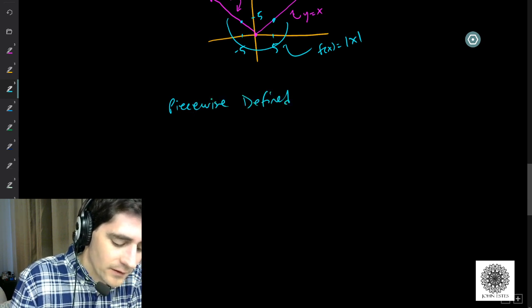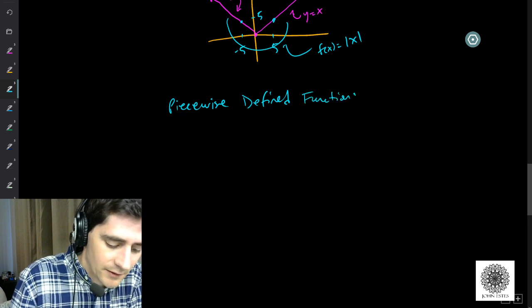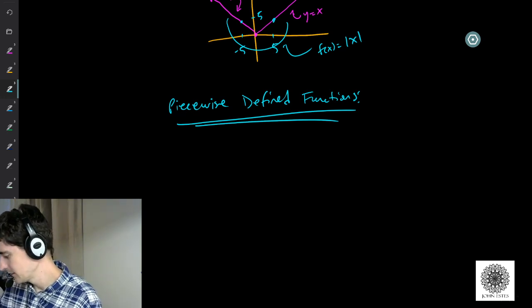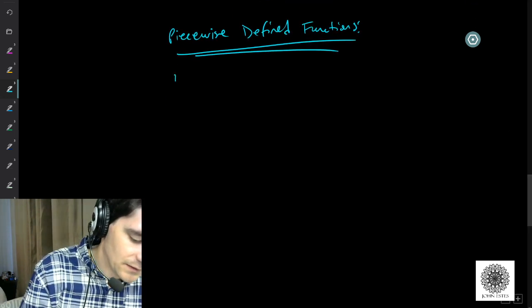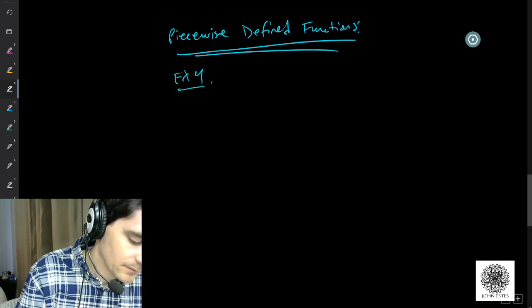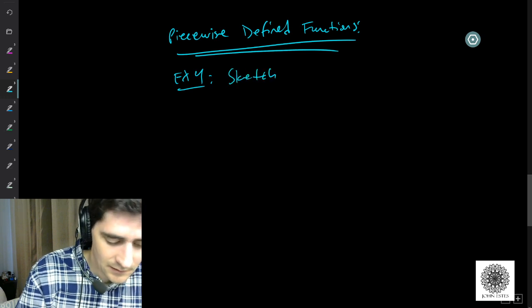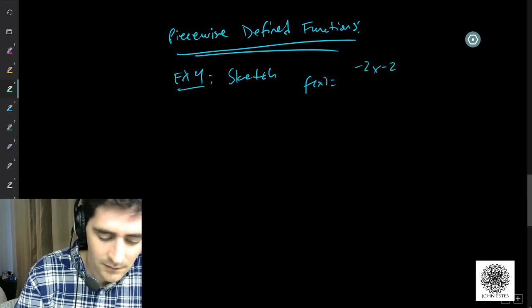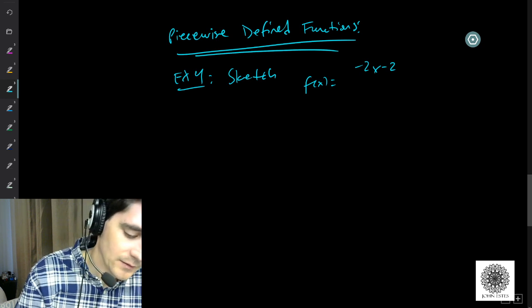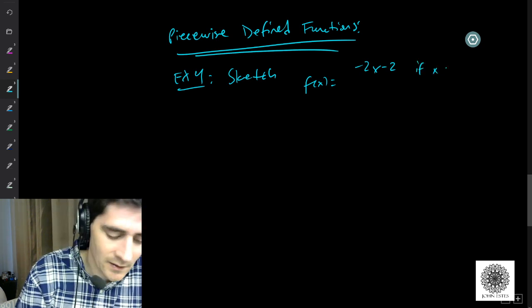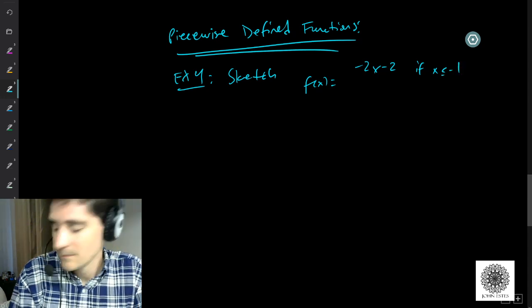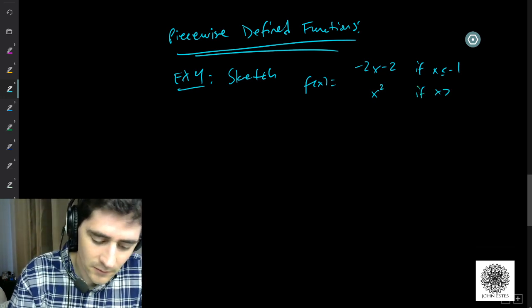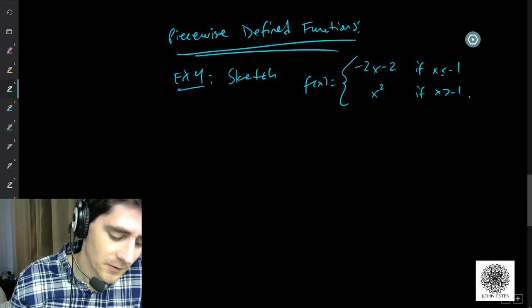What I'm going to do here is just look at an example and try to explain it with the example. I'm going to use the book's example. Okay, so here's what we want to do. This is example 4 in your textbook. It says sketch f of x, which is -2x minus 2 if x is less than or equal to -1, and x squared if x is greater than -1. Sometimes the if is just implied. All right, so that's what I'm trying to graph.